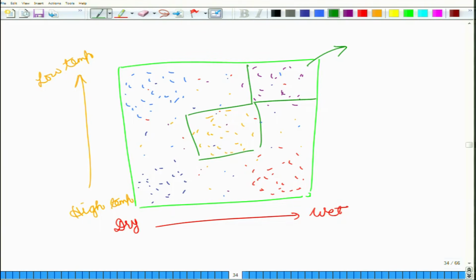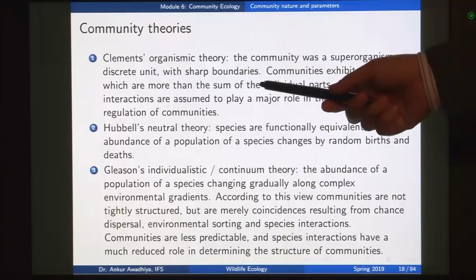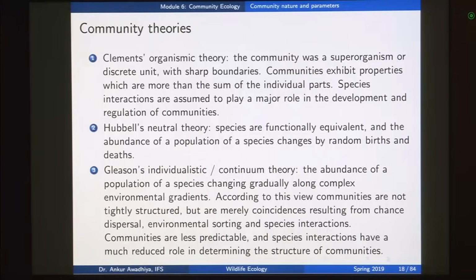The difference between these theories is that in the case of Clements's theory, once these organisms have come together, once they have formed this community, this community has its own emergent properties. So, it is self-regulating. If there is an abundance or probably the death of a number of individuals of a particular species, the community will function in a way that it will be able to bring that species back to the normal status.